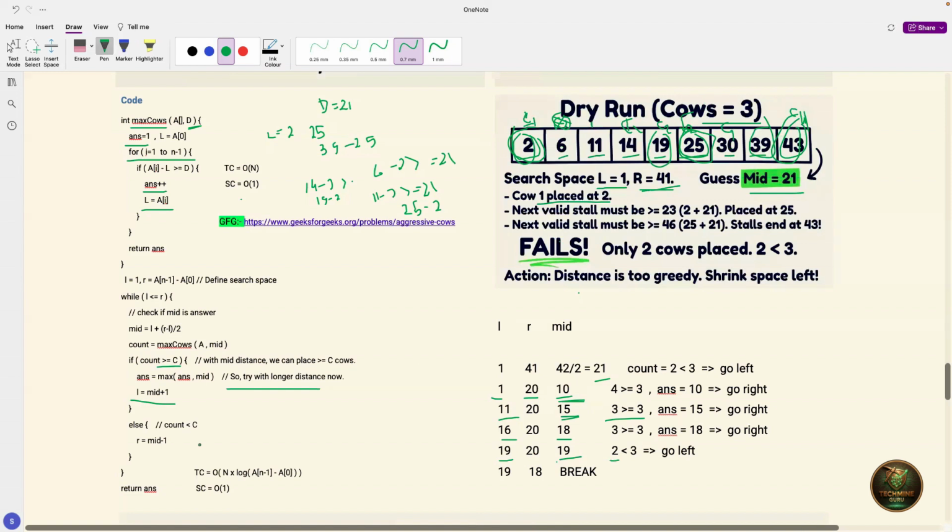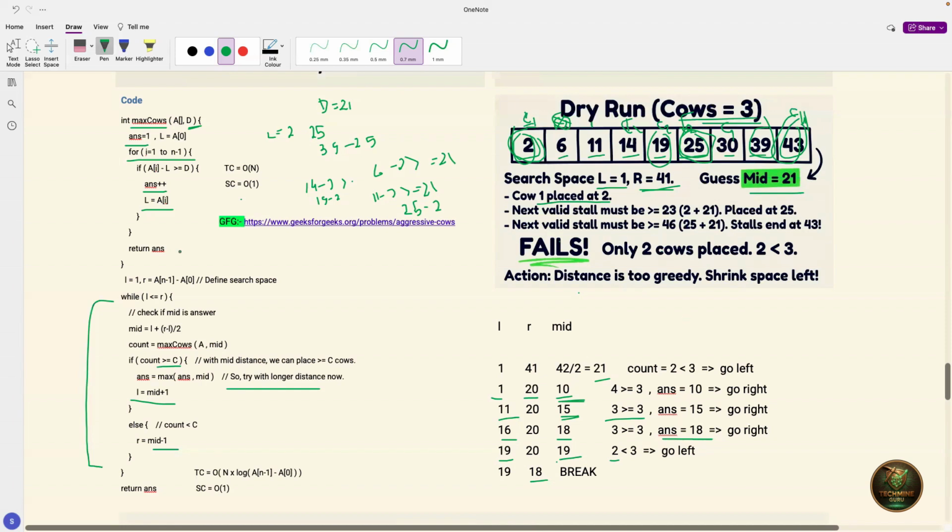Since the number of cows is lesser than the given cow count, we will do R is equal to mid minus 1. So our R will become 18 now. Since R is lesser than L, we will come out of this loop, right? So our final answer will be 18. So 18 is the maximum distance in which we can keep 3 cows, which is given, and that is the maximum distance possible.